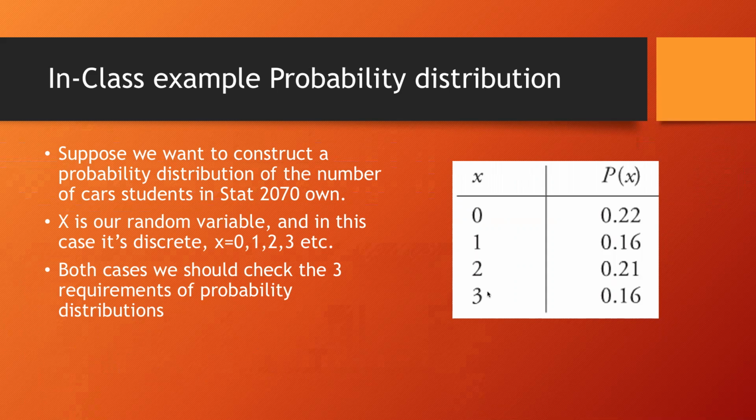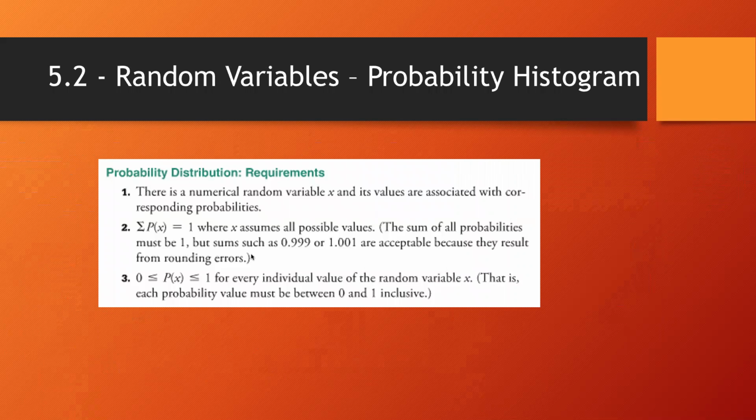So checking the requirements, that's the first one. Next one is, does this sum to 1? I don't think it sums to 1. It doesn't. So therefore, this would not be a probability distribution. Right? If you sum these probabilities together, if it doesn't equal 1, then it's not a probability distribution. Yeah, so that's this one. Doesn't satisfy number 2.